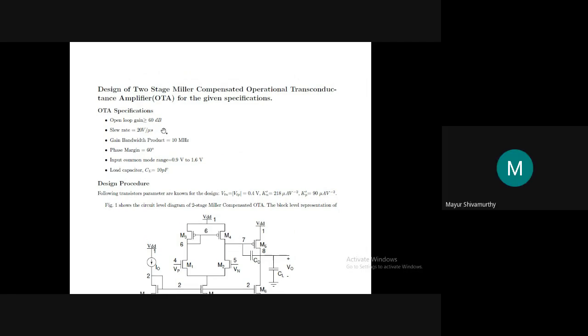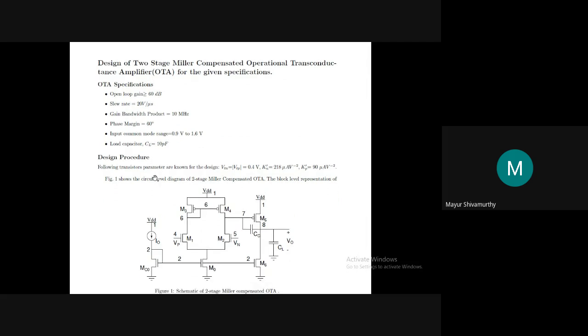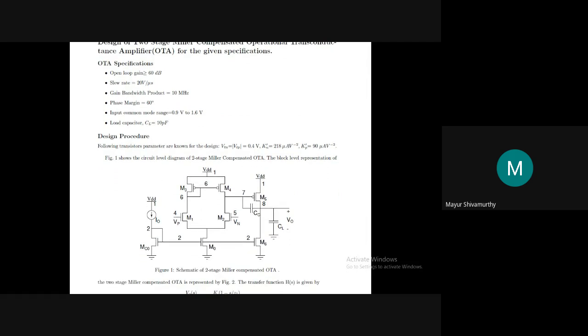So we'll design a simple two-stage op-amp. First thing is the specification given to us. The specification for this particular design will be the open loop gain greater than or equal to 60 dB, slew rate of 20 volts per microsecond, gain bandwidth product of 10 megahertz, and the required phase margin is 60 degrees. Input common mode range is 0.9 volts to 1.6 volts with a load capacitor CL equal to 10 picofarad.